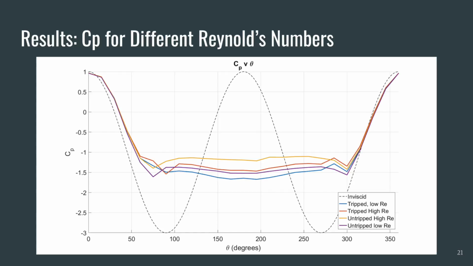If the pressure distribution for the low Reynolds number is compared to the pressure distribution for the high Reynolds number, it can be seen that for the case with the trip strip, the high Reynolds number gives a coefficient of pressure of approximately negative 1.2, which is greater than the coefficient of pressure for the low Reynolds number, which is approximately negative 1.5. This is because at high Reynolds numbers, the flow becomes less laminar, which allows it to stay attached a touch longer, resulting in less of a pressure gradient.